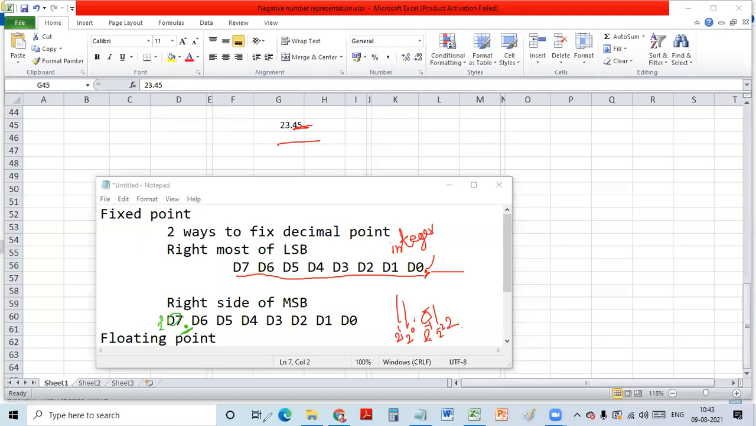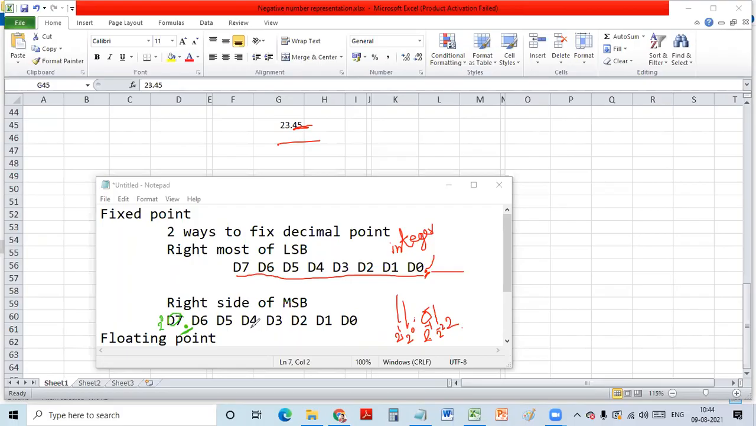Okay, so this is how we fix the fixed point. In fixed point notation, there is only this procedure available. Either we can represent an integer or we can represent only the fractional part, where my decimal point is fixed at a particular location. Hence it is called fixed point representation, right?